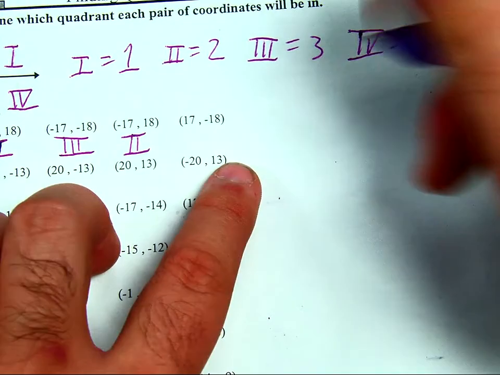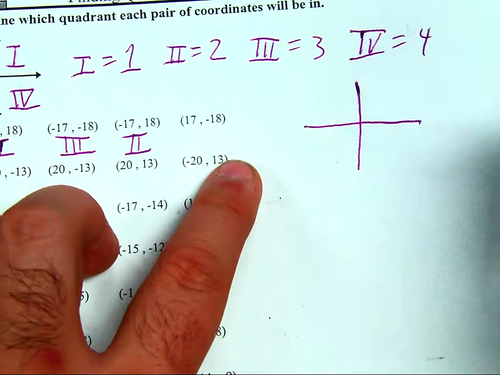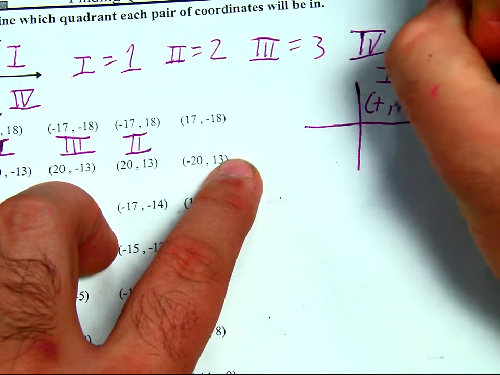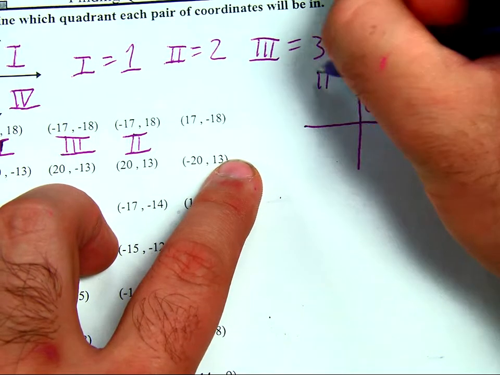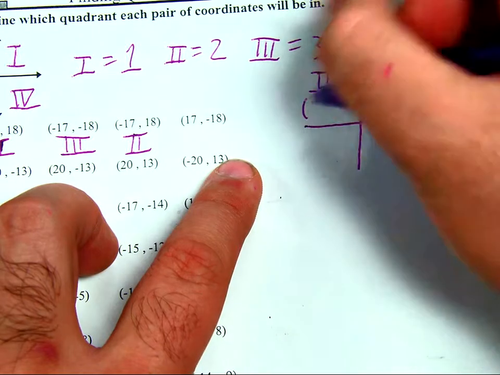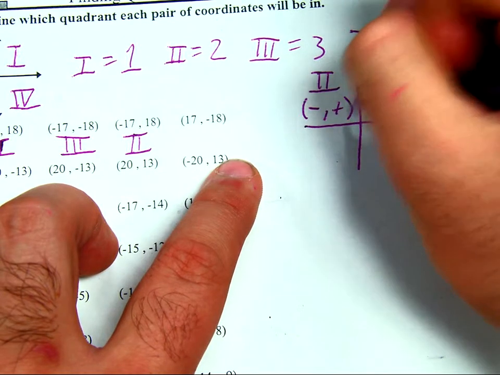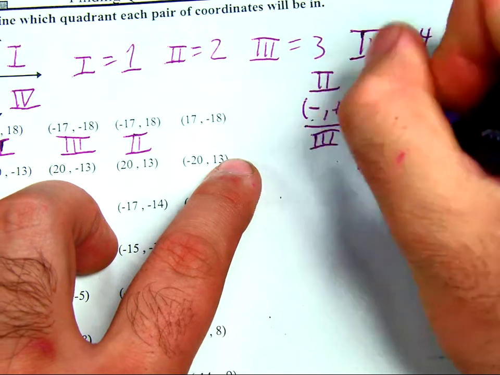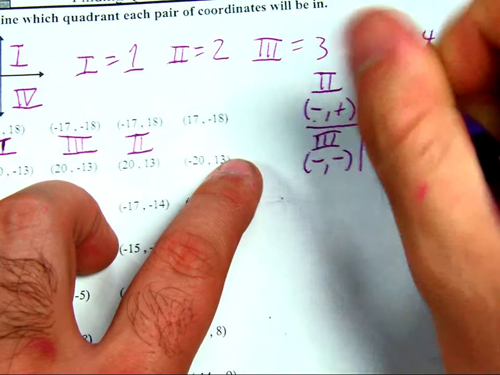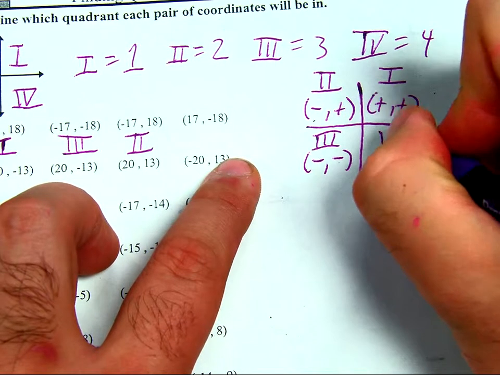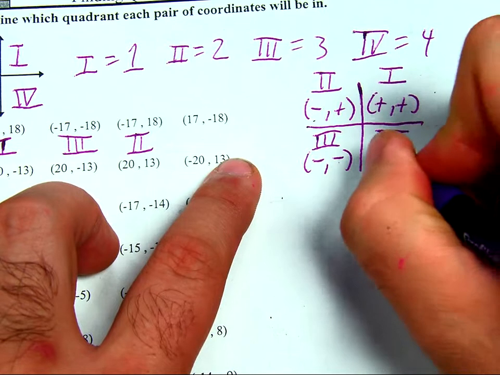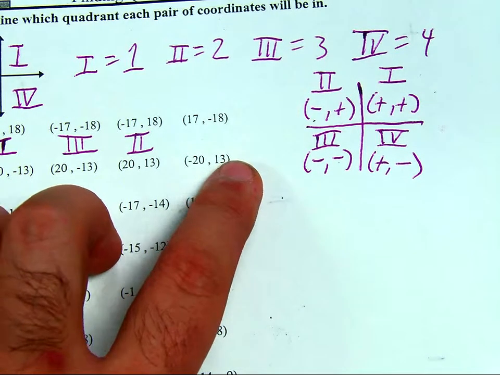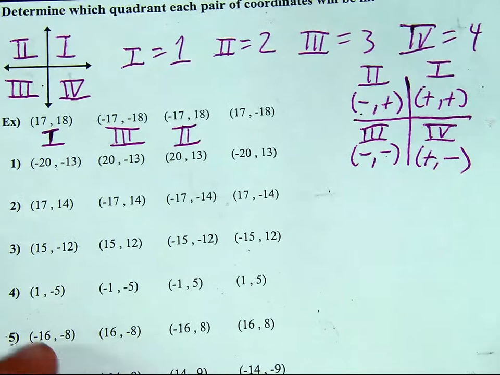So if it'll help, draw a little cheat sheet. This is going to be quadrant 1. It's going to be positive, positive. Quadrant 2 will be negative, positive, because we're going left, then up. Quadrant 3 will be both negative, because we're going to the left and down. And quadrant 4 will be going right, that's positive, and then down, that's negative. A lot of people remember it this way, and you can determine some patterns based on that.